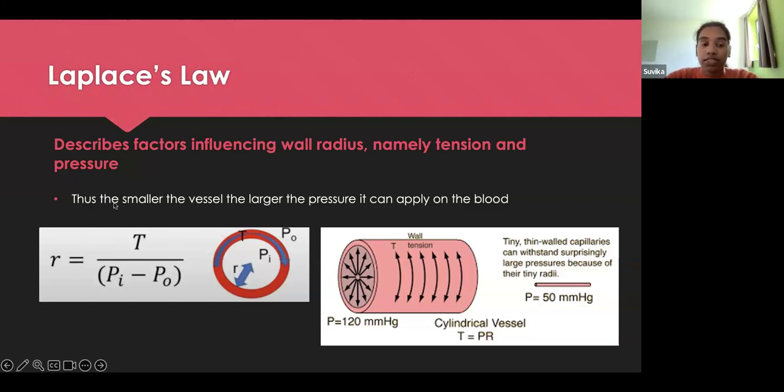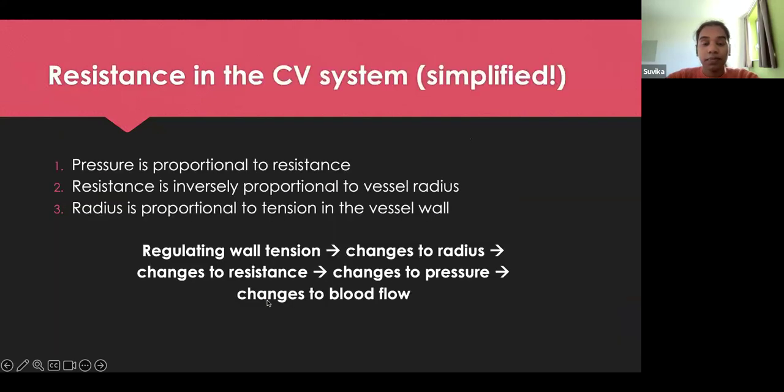So you can see the smaller the radius, you want a small tension but a large difference in pressure. So that's why there'll be a larger pressure that you can be applying on the blood itself. Hence why when you've got tiny capillaries, they can actually withstand much greater pressure than your larger vessels because of their tiny radius. Okay, so it's all about the properties of the vessels and how much they can withstand, low pressures, high pressures, and so on.